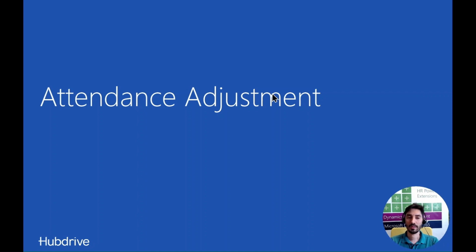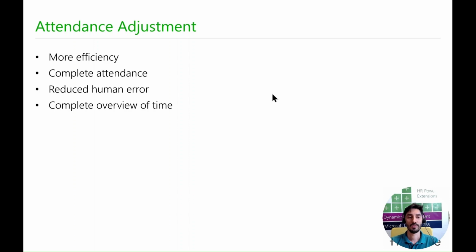Then the next topic that we have is about attendance adjustment. So now it's more efficient. The employees can submit the complete attendance. So instead of the old behavior where you just submit one attendance detail, now employees can modify their own attendance as a whole, many attendance details, and submit it for approval to the manager.